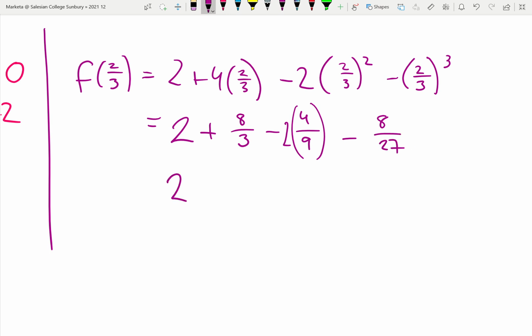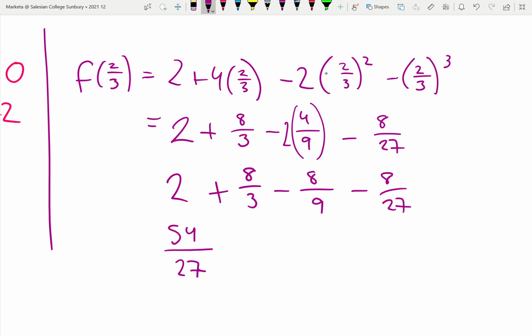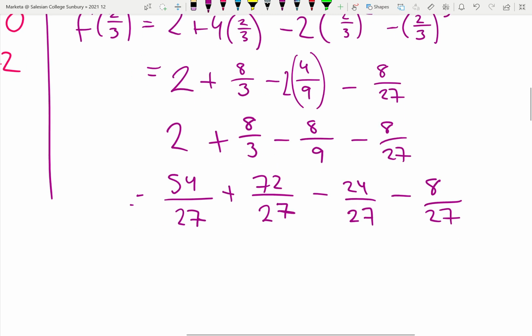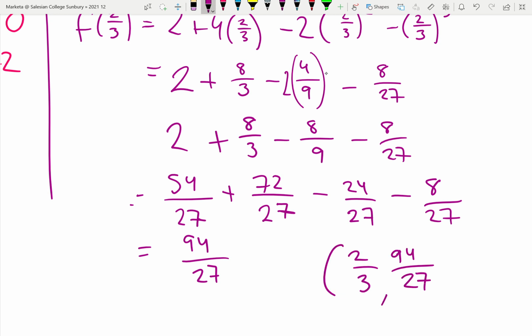So I'm going to make that 2 plus 8 over 3 minus 8 over 9 minus 8 over 27, and we'll make a common denominator of 27. So what's that, 54, plus 72, minus 24, minus 8 over 27. So that is going to be 94 over 27. And that means our second stationary point's at (2/3, 94 over 27). So these would be our stationary points for that f(x).